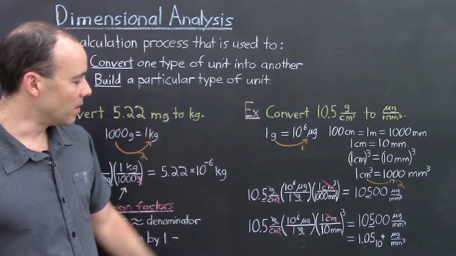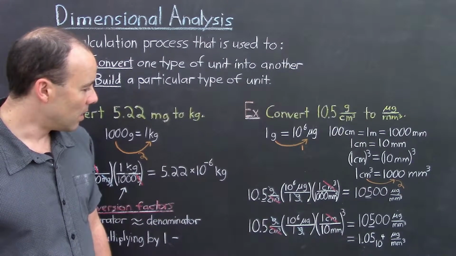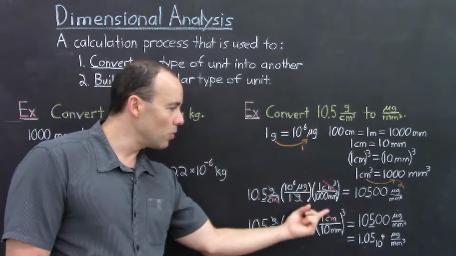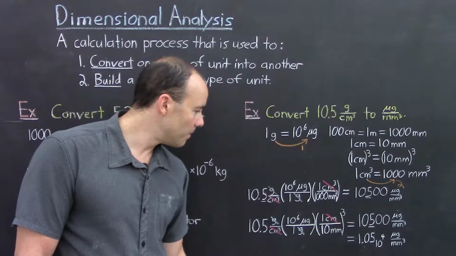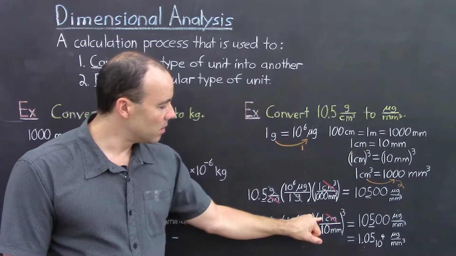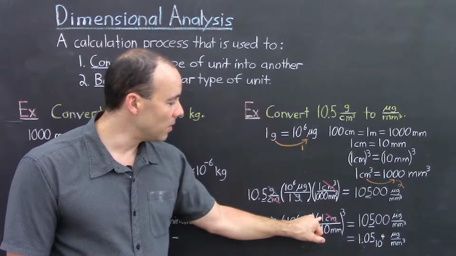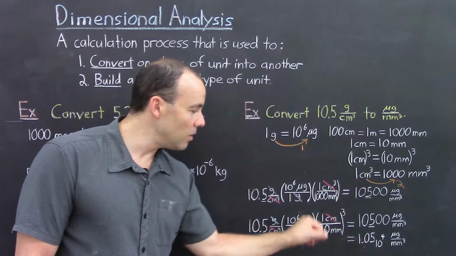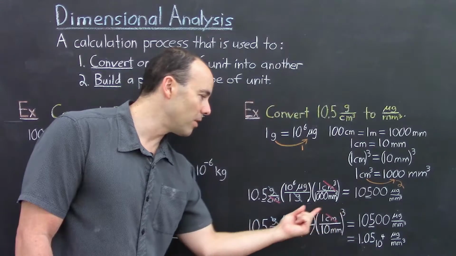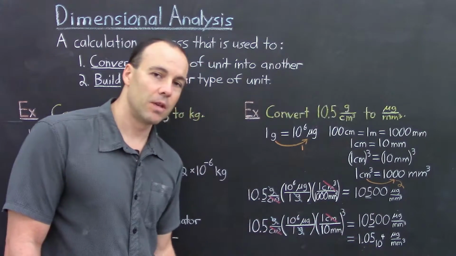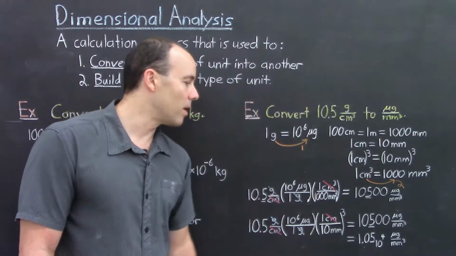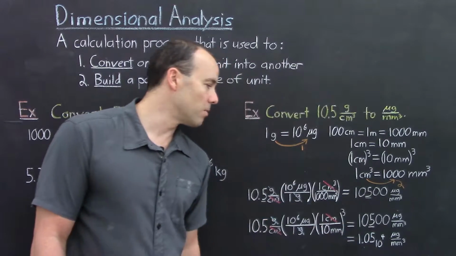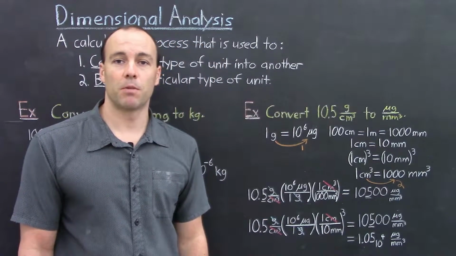Another way to represent this calculation is perhaps a little bit more concisely as follows. The first part is the same, but when you convert the volume unit, all you have to do is use this conversion factor where 1 centimeter is up top and 10 millimeters is down underneath. And then you cube the entire conversion factor, which means you cube everything up top and you cube everything underneath. And it works out the same way. And so your answer comes out in scientific notation again to 1.05 times 10 to the 4th micrograms per millimeter cubed.